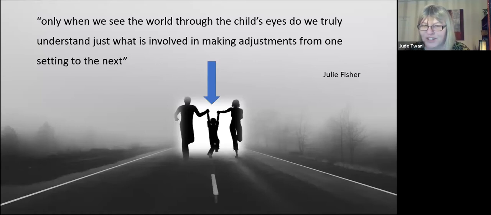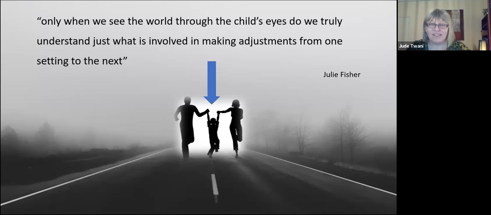And I often draw on the work of Julie Fisher. She's somebody that I respect highly, and I know that the school on the Key Stage 1 video referred to her work on moving into Key Stage 1. Well, this is from her book, Starting from the Child.